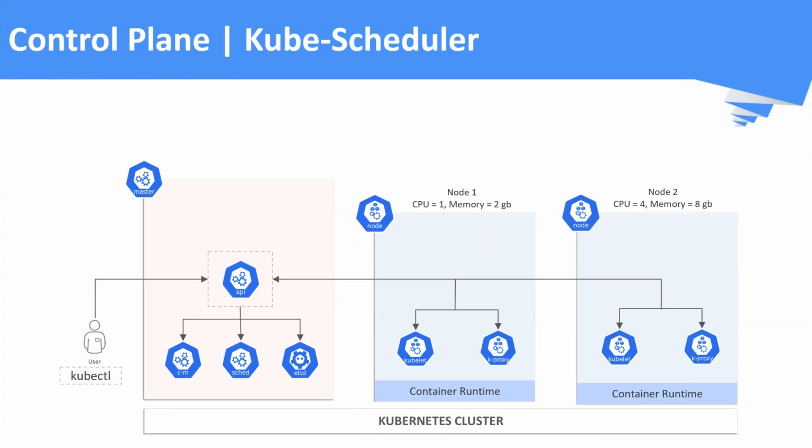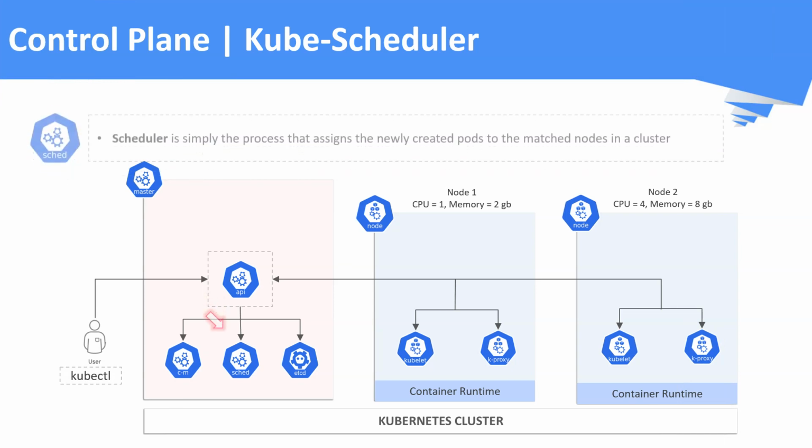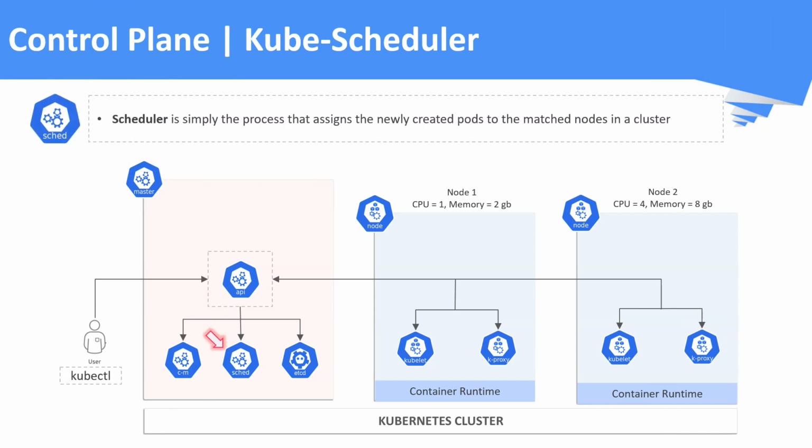Next is kube scheduler, or simply scheduler. Scheduler is the process that assigns newly created pods to matching nodes, the worker nodes in the cluster. Whenever a new pod is created, for example, if you need to run a pod where the worker node should have at least 2 CPUs and 4 GB of memory, the scheduler understands the resource needs of the pod and then it selects or schedules a node for that pod. In our example, it has selected node number 2.